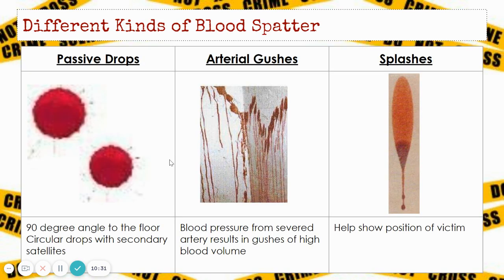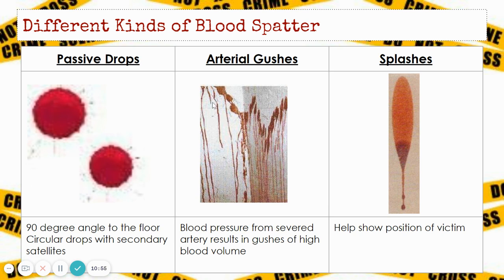All right, these are the main types of blood spatter that we will see. So there are passive drops. Passive drops are drops that fall at a 90-degree angle to the floor. They're circular drops. They may have secondary satellites depending on the height. Think about if you have a bloody nose and you're walking down a hallway, if you're not stopping, if you just let the blood fall to the floor, then you will make these passive drops.